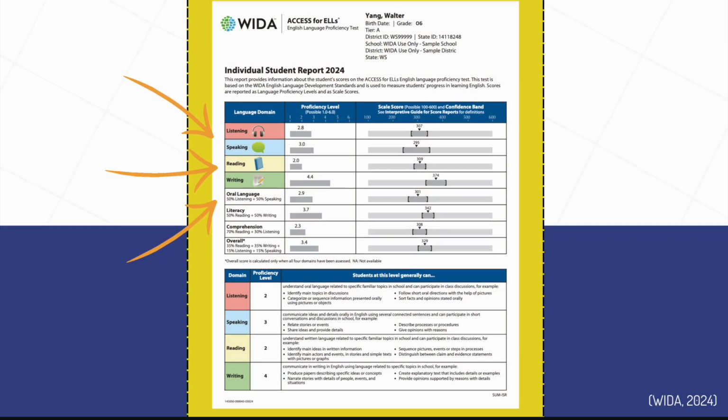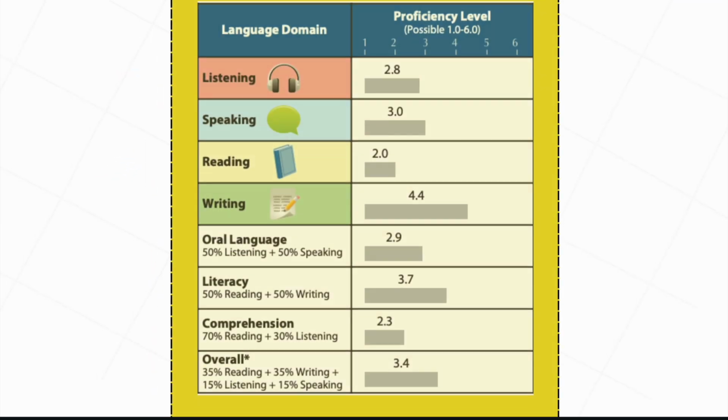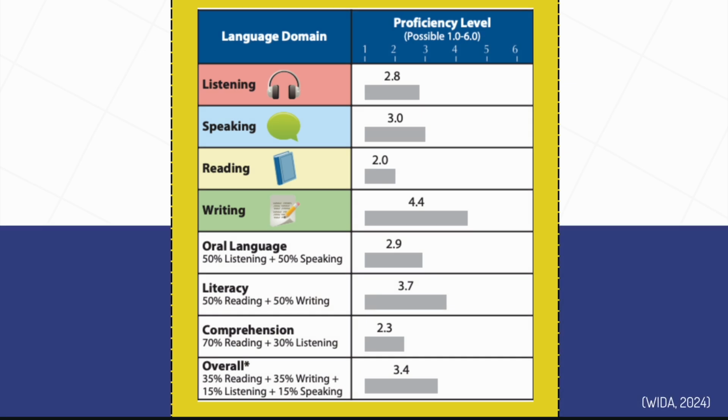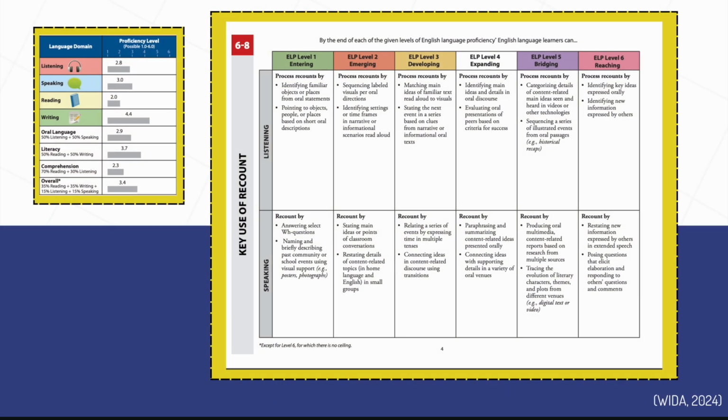The modes of communication, or language domains, that you want to hone in on are listening, speaking, reading, and writing. While we use the overall score for determining when students are ready to be reclassified, for our purposes today with the Can Do descriptors, we will just focus on listening, speaking, reading, and writing as individual domains. Here's a better view of that top section of the ACCESS report from the last slide. Now let's go ahead and connect the scores with the Can Do's.